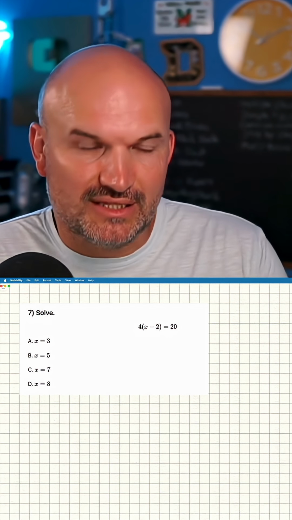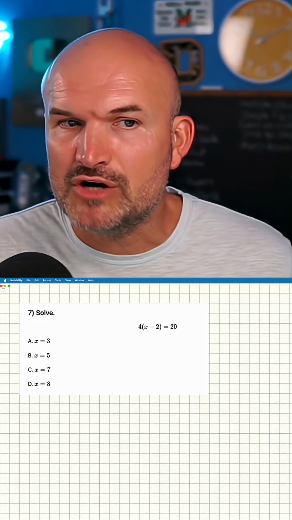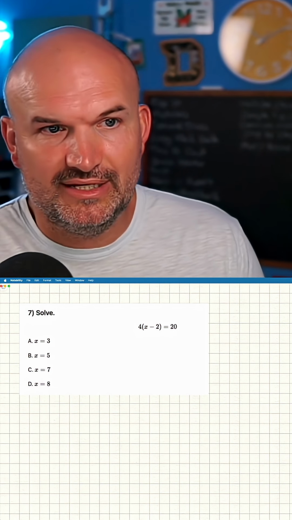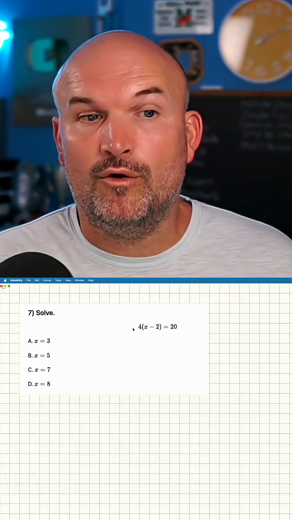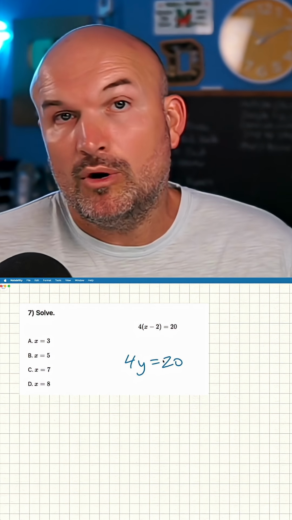You have to know how to solve linear equations. And this problem has a couple of traps that if you don't know what you're doing, you can get the answer wrong. The first thing is this is 4 times an expression, okay? So just think about this.